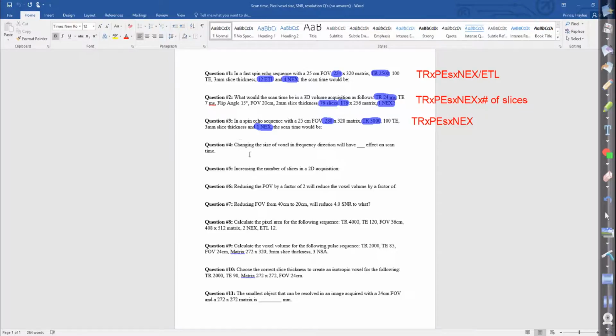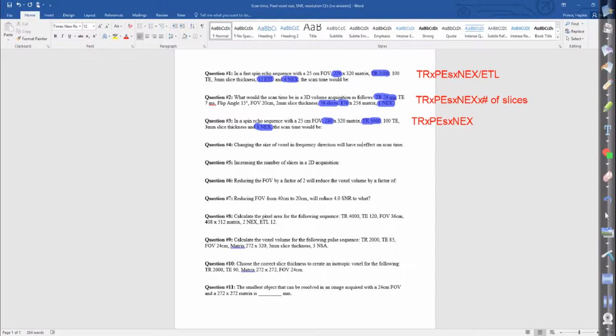This is kind of a trick question. Changing the size of the voxel in the frequency direction will have blank effect on scan time. So do you see anything on here that says frequency encoding direction on any of these equations? Exactly. So no effect on scan time. Because you're only incorporating the phase encoding within the scan time equation.